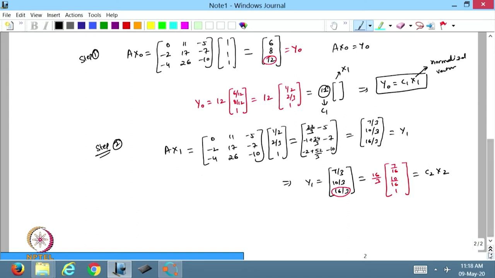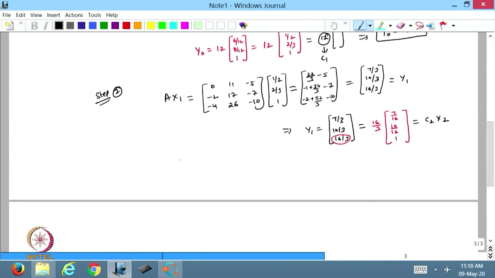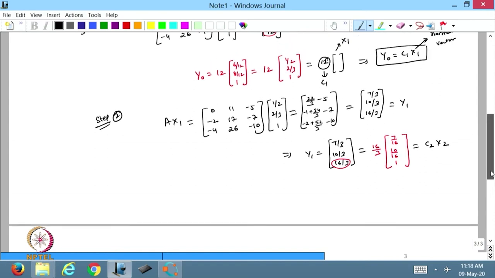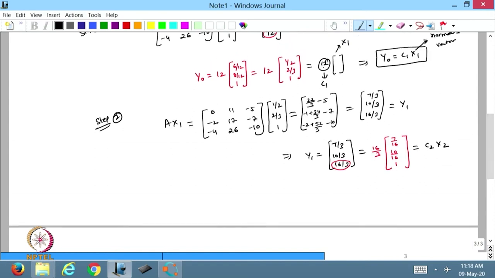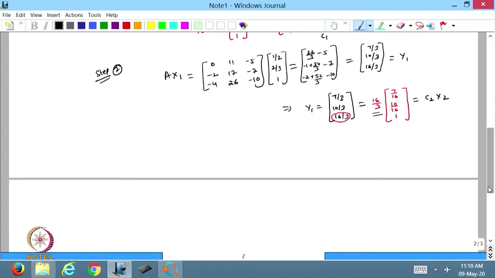Now, I want to find that in the previous one you can see that my C1 was 12 and now the C2 is 16 by 3. So, how will we find the error? So, error at each step, because we have to find the error at each step. So, what I will do is I can find the error in two ways.